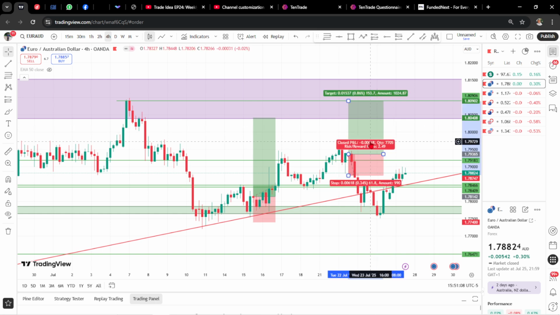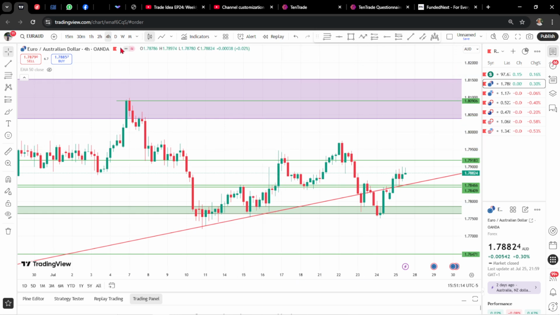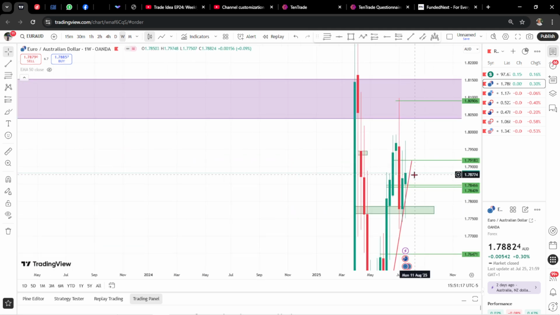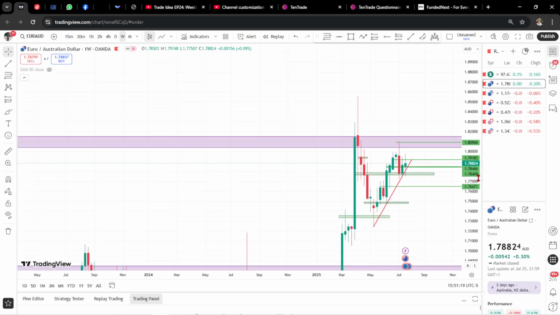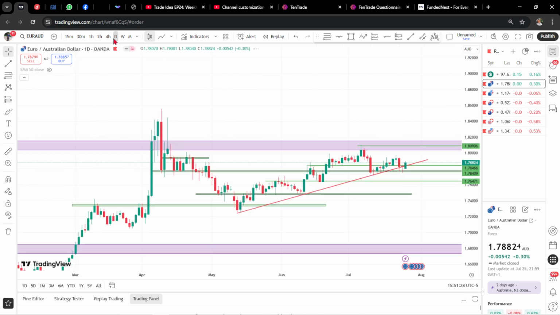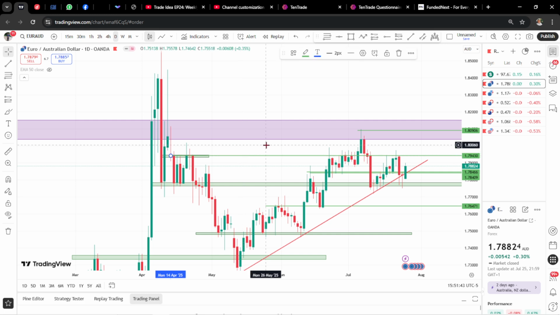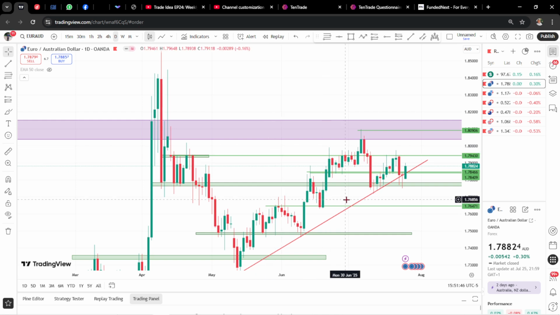So overall, let me delete all these things, just wipe all these things. Looking at the market overall, the market is still bullish. The market hasn't changed any structure yet. This is the weekly time frame. As you guys can see, the weekly is still pointing up. Then on the daily, you can see the market is still pointing to the upside. Let me just adjust this. All right, perfect. As you can see, the daily is still pointing to the upside.